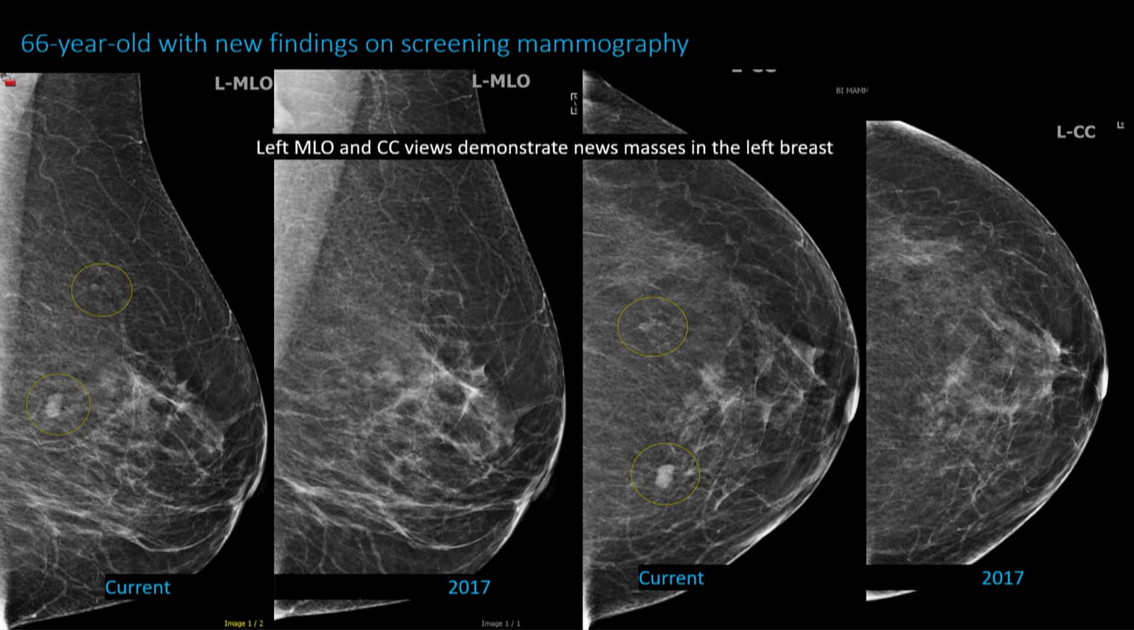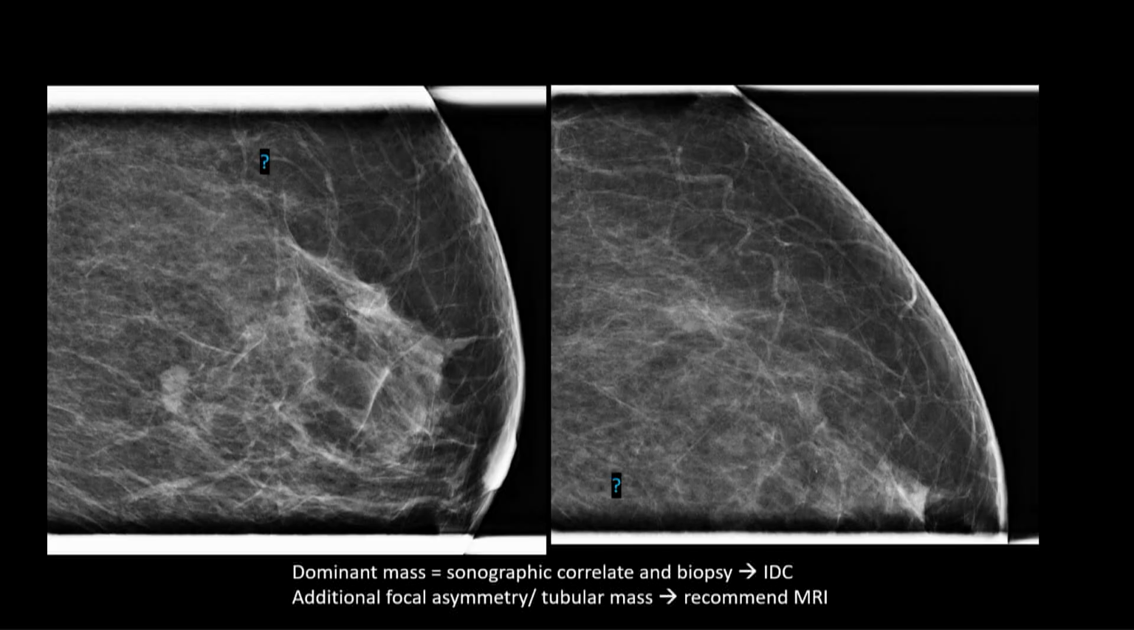This is new when compared to prior, and I always look at findings when I'm doing mammograms with new cancers, and I look at, has it developed in the same time frame as the cancer? If it is the same time frame as the cancer, then that increases my level of suspicion. So spot compression views were done, and you can see that this is the dominant mass, which ends up being an invasive ductal carcinoma. However, this additional tubular mass or focal asymmetry was not really well situated in the paddle.